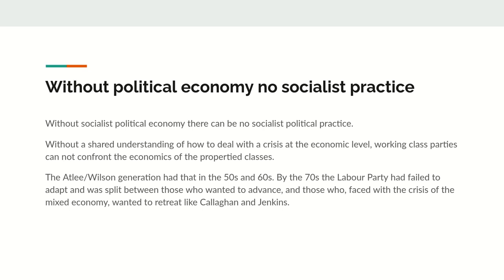The Attlee and Wilson generation had at least a social democratic economic theory, and substantial elements of Marxist ideas were also present in that. By the 1970s, the Labour Party had failed to adapt and was split between those who wanted to advance and those who, faced with the crisis of the mixed economy, wanted to retreat. This shows that you can't do that unless you have an overall economic policy for restructuring the whole economy. You will fail in the political conflict that will occur during elections. Unless you have an overall economic policy which is informed by political economy, you will not only fail economically, but you will fail politically.